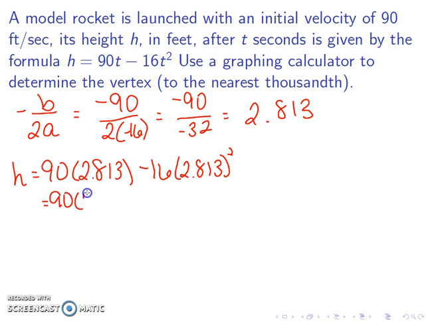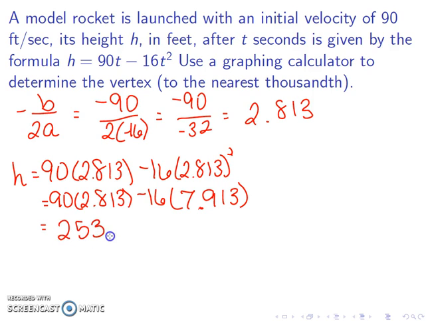Order of operations says the first thing we should do is do your exponents. So 2.813 squared is 7.913. Next we can multiply 90 times 2.813, which is 253.17.